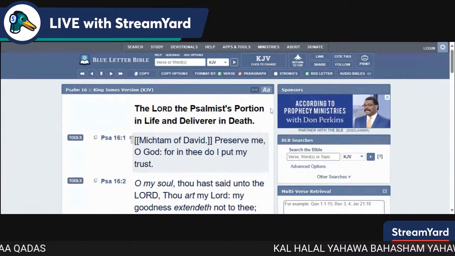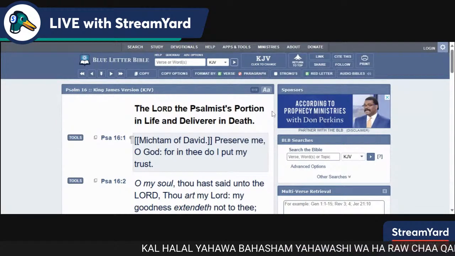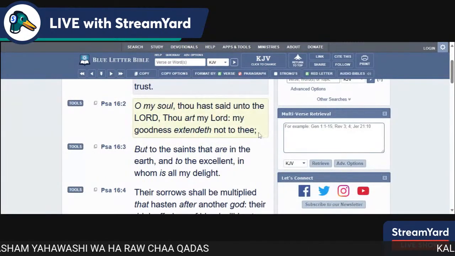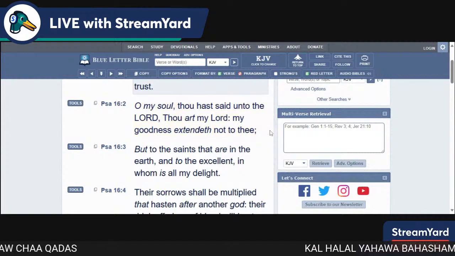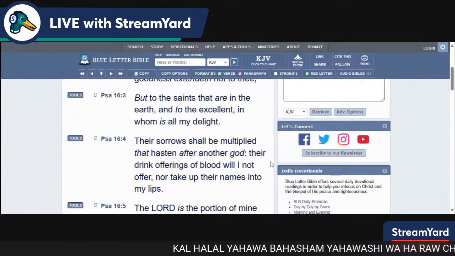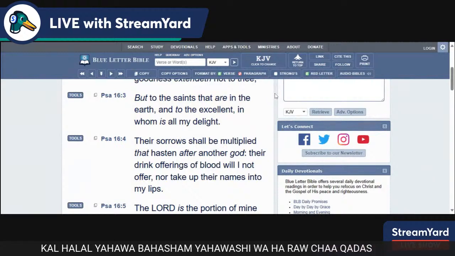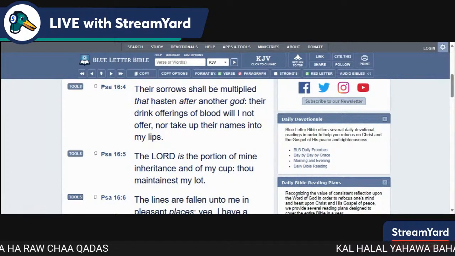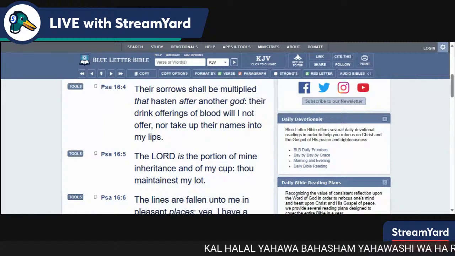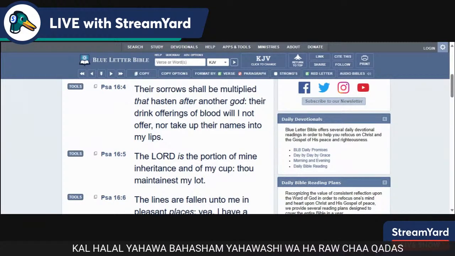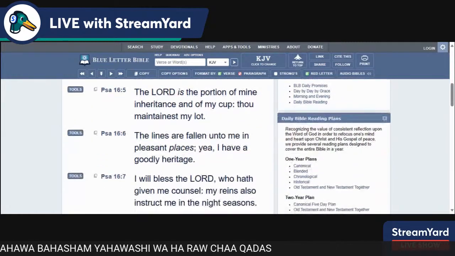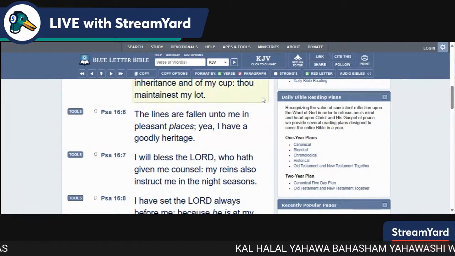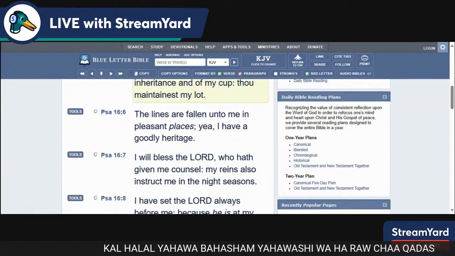The Lord, the psalmist portion in life and delivereth in death. Michael, preserve me, O God, for in thee I do put my trust. O my soul, thou hast said unto the Lord, thou art my Lord. My goodness extendeth not to thee, but to the saints that are in the earth, to the excellent, in whom is all my delight. Their sorrow shall be multiplied, that hastens after another power. Their drink offerings of blood will I not offer, nor take up their names into my lips. The Lord is the portion of mine inheritance, and of my cup thou maintainest my lot. The Lord's inheritance is Israelites. And that's in plenty of scriptures on that.